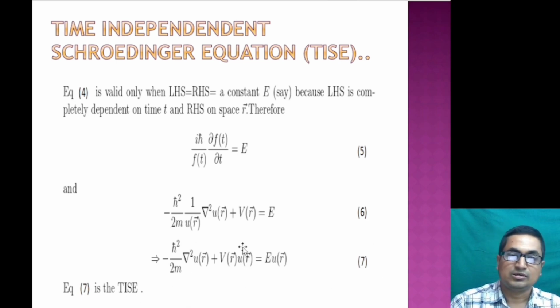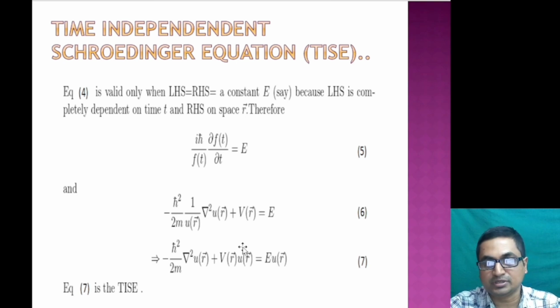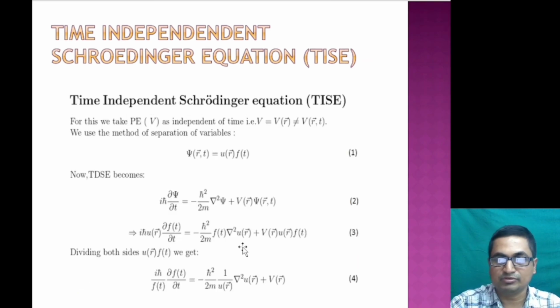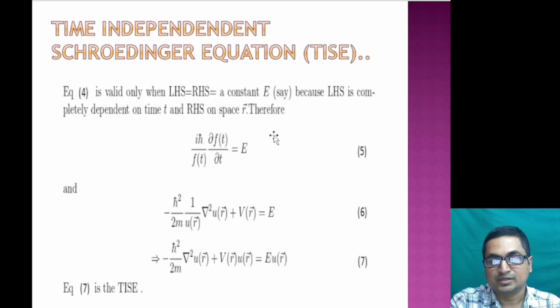So we again arrive at the time independent case of the Schrödinger equation with the help of the method of separation of variables, with the help of equation 1, and simply taking the potential energy to be independent of time.